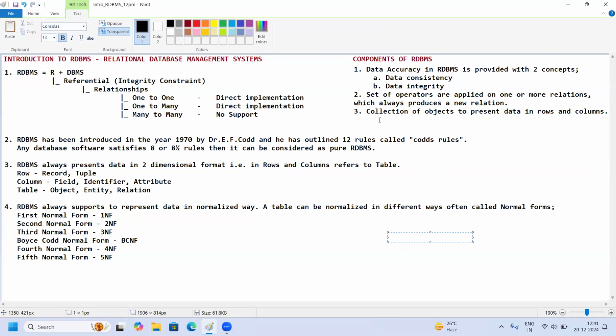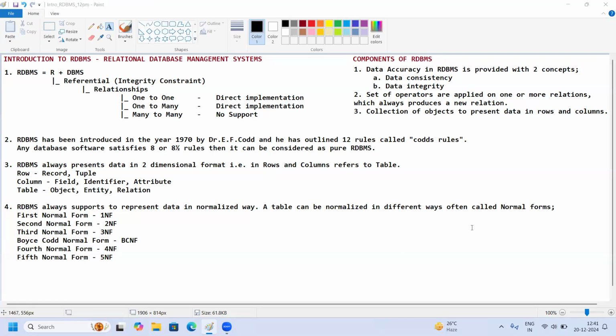Hello, sir. Yes, please go ahead. Can you please brief the data consistency and data integrity? Data consistency, I'll just give you a brief overview. Data consistency is how you understand: if you make changes in one table, automatically the other table should also reflect the change.